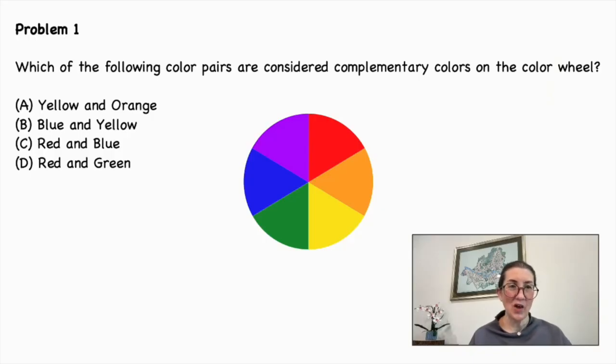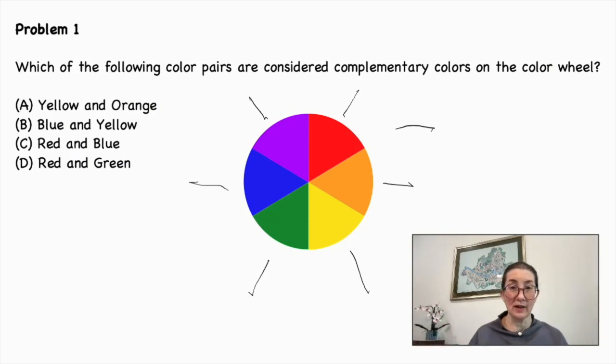Problem number 1. Which of the following color pairs are considered complementary colors on the color wheel? Yellow and orange, blue and yellow, red and blue, or red and green? We've got the color wheel right here. We can see the primary colors red, blue, and yellow, and opposite each of them is a secondary color, purple, orange, and green.